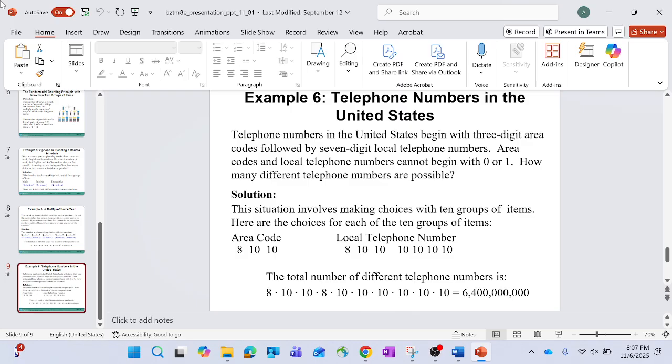All right, telephone numbers. It's the same logic. So 7 digits. Area codes and local telephone numbers cannot begin with a 0 or 1. How many different telephone numbers are there? Well, your area code, because you cannot begin with a 0 or a 1, you only have 8 choices: 2, 3, 4, 5, 6, 7, 8, and 9. Then you have 10 and 10, or 10 different choices from 0 through 9. Multiply it all together and you get 6.4 billion.